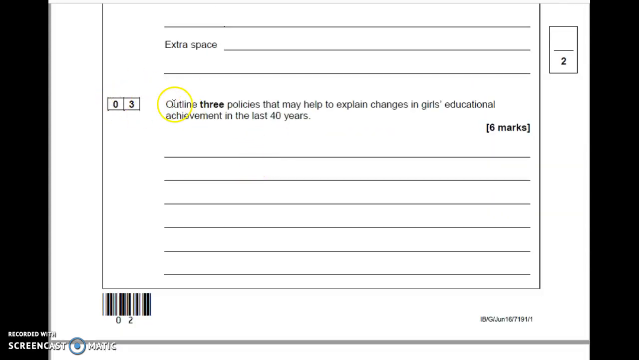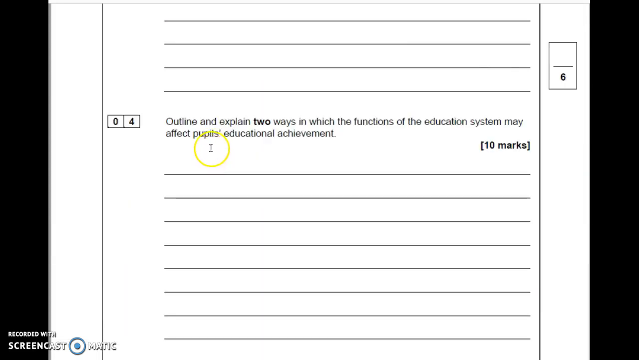Question 3 is always an outline 3 things. Okay, so what I would recommend that you do, again, you answer in full sentences. I would start each of the 3 points on a new line. Okay, and again, make sure that your policy that you are stating explains how it has led to girls' achievement in the last 40 years. So just make sure that you link both parts of the question to be awarded the full marks available. Okay, and they give you lots of space.